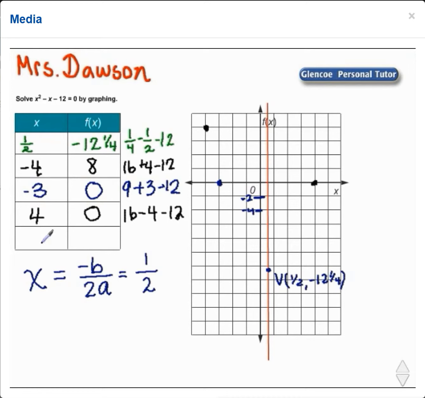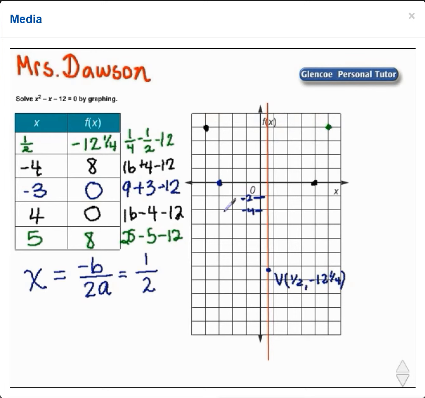One more point. How about x is 5? So we square 5, subtract 5, and subtract 12. So 25 minus 5 minus 12 is 8. X is 5, 1, 2, 3, 4, 5, and y is 8, 2, 4, 6, 8. And once again, you'll see we have a reflection. The exact same number of units to the red line from here as here. So we really only needed to find this point and then plot a partner point the same distance from the axis of symmetry.